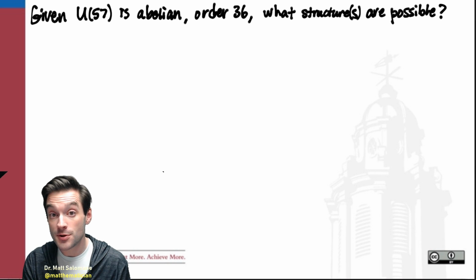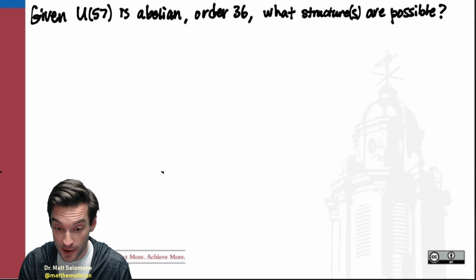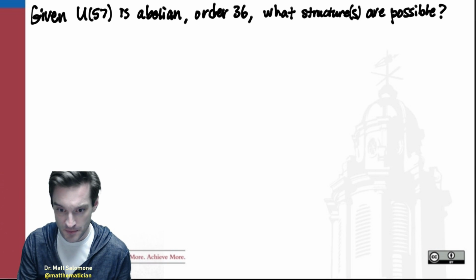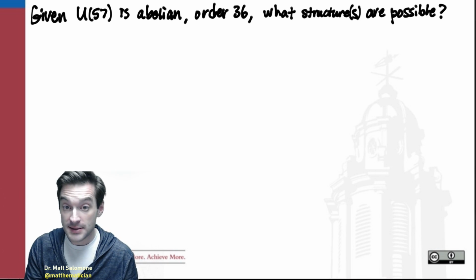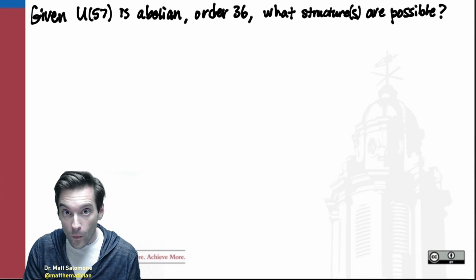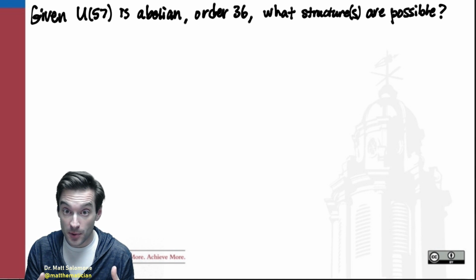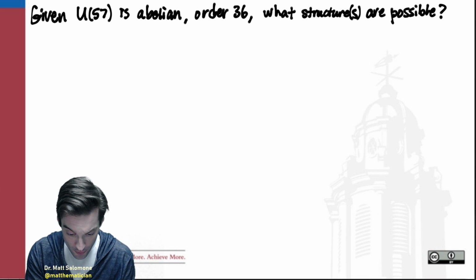And when I say what structures are possible, what I'm really asking here, adjust my camera real quick. I keep getting these little triangles. What I'm really asking is, what direct product of groups that we understand really well might U57 be isomorphic to?